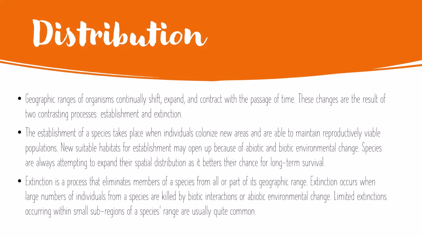So new suitable habitats for establishment may open up because of abiotic and biotic environmental changes. What that means, just for want of an example, is this: abiotic factors have to do with the non-living components of our environment, and biotic factors have to do with the living components. So the living components might be a particular fish species that was just introduced in the lower channel of a river. The larger fish would normally be in the upper channel because that's where they have food and all the things that they need to survive.